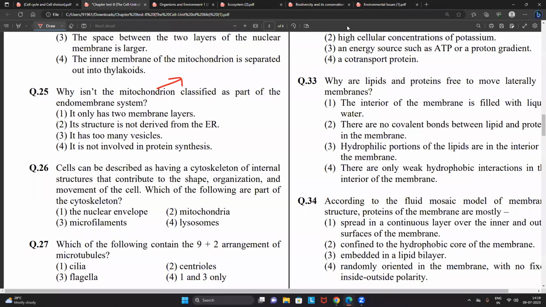Mitochondria have their own DNA, right? If the mitochondria have their own DNA, they can synthesize at least 10% of protein. Then how can you say this? Mitochondria is involved in protein synthesis, right? It has too many vesicles.